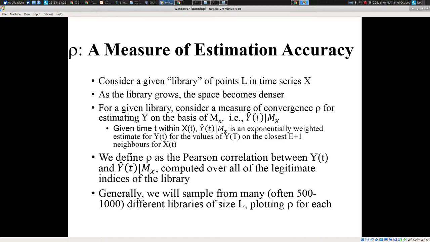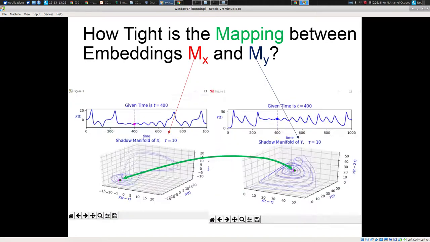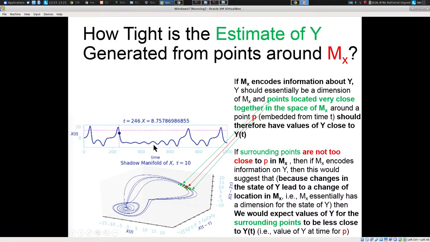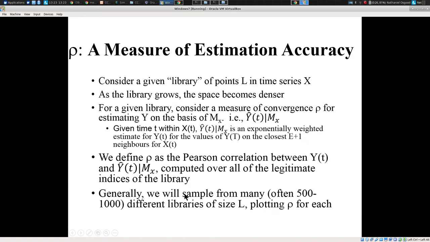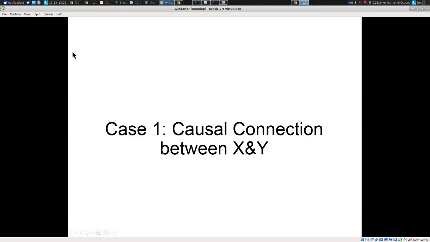Okay, and the idea is we're going to do this for different so-called libraries of size L, different subsets of different sizes, and for a given L, it'll lead to a certain sparseness of this graph. And then as we increase L's, we take more and more points, this graph will become more and more tight. It'll become less and less sparse. And we're going to be interested in seeing how this value of rho changes as it becomes tighter, a more heavily packed space, a less sparse space.